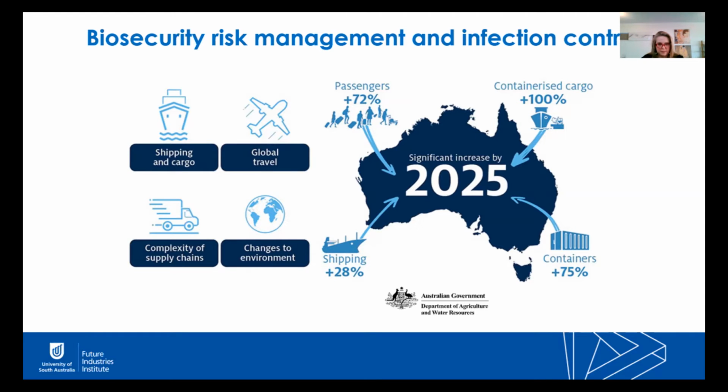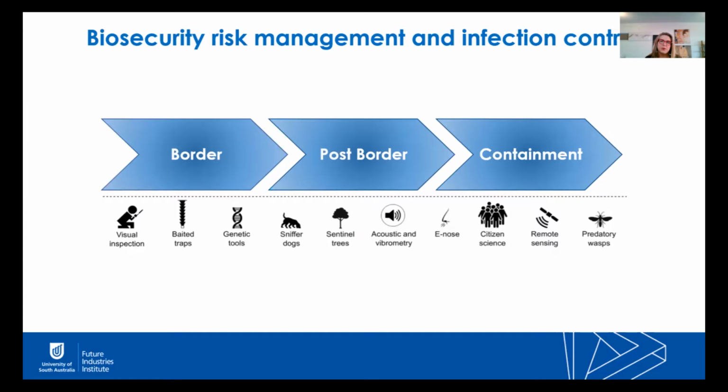Our biosecurity system is under growing pressure from the number of people and goods coming into Australia, and this number is forecast to further increase, as shown here in this slide for 2025. So globalization, the complexity of international supply chains, and changes to the Australian operating environment, including those caused by coronavirus and the pandemic, are making biosecurity risk management more challenging.